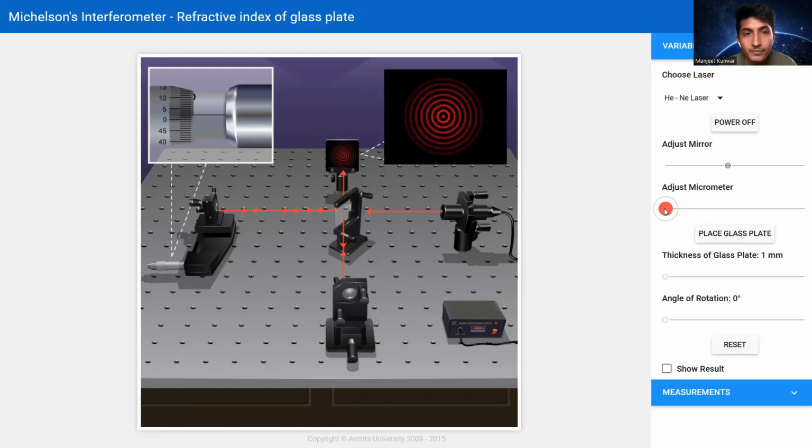Here's our bright fringe and we observe our micrometer, and then we again change the micrometer or adjust the knob. Here again we have a bright fringe, which is carefully observed.